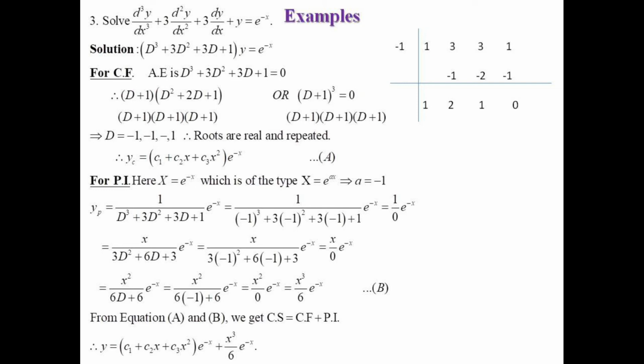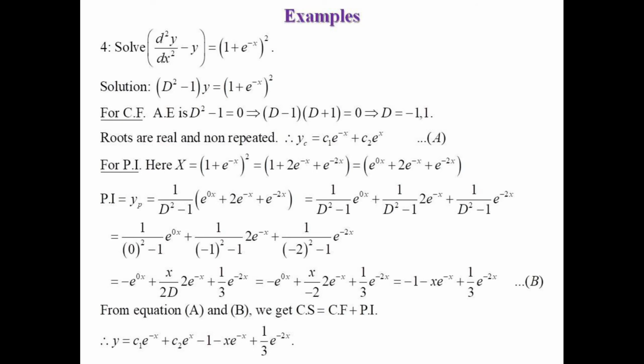So now let's discuss example number 4. Slowly we are going towards the typical examples or tough type of examples. Now example number 4 is: second order derivative of y with respect to x minus y equal to 1 plus e raised to minus x, whole squared. That means (1 plus e raised to minus x) square.